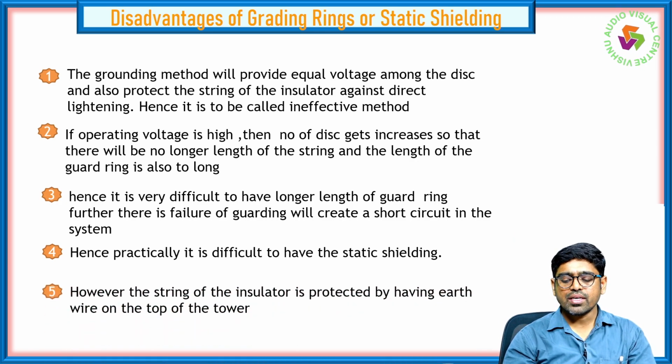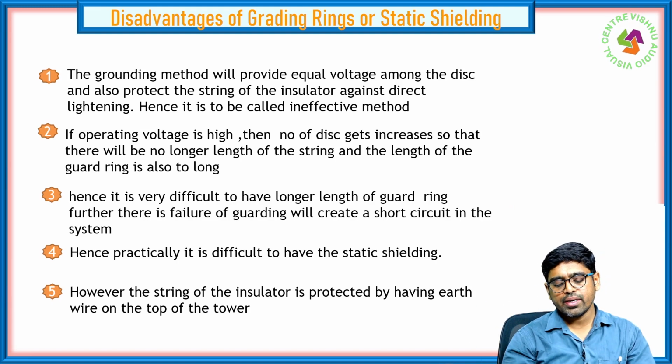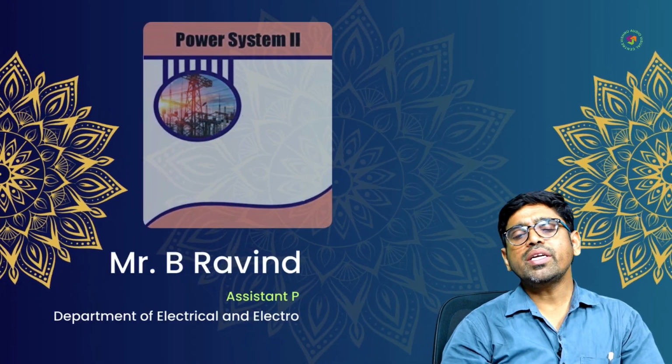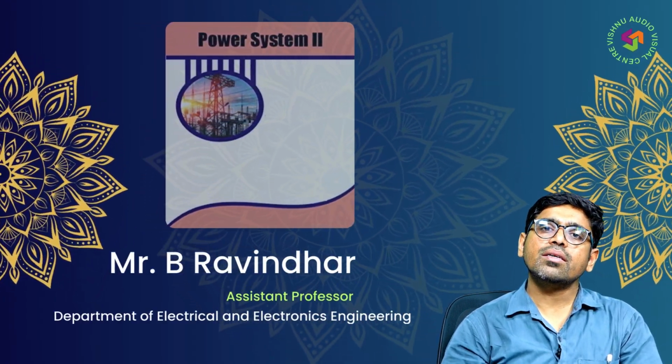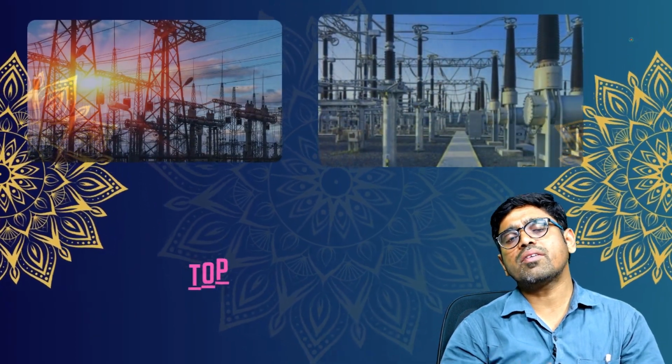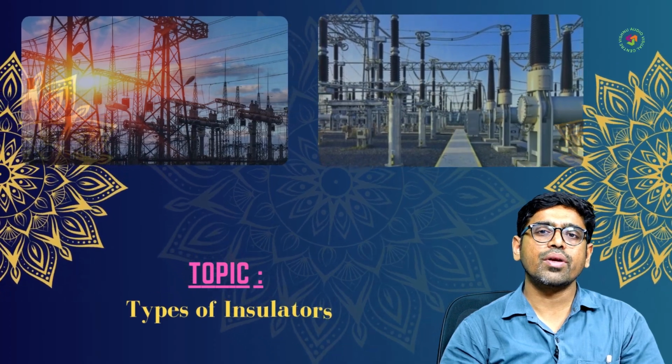However, the string of insulators is protected by having an earth wire on the top of the tower. So at the top of the tower, it is protected by using this earth wire. Today we discussed the types of insulators, what string efficiency is, and the methods of improving string efficiency in today's class.